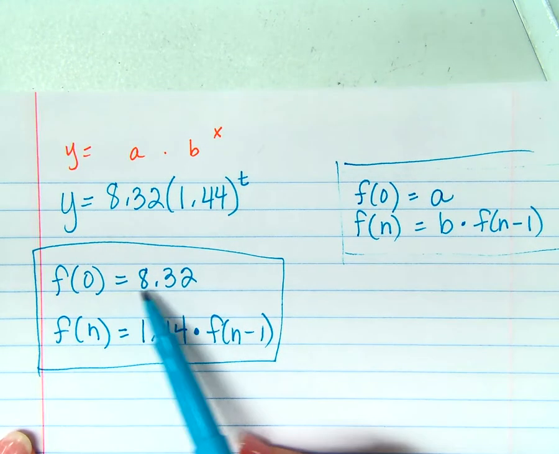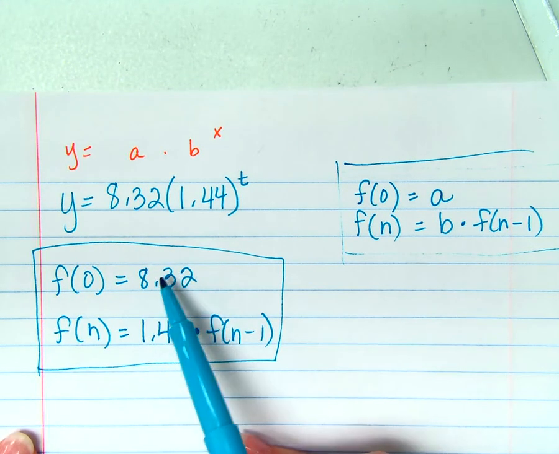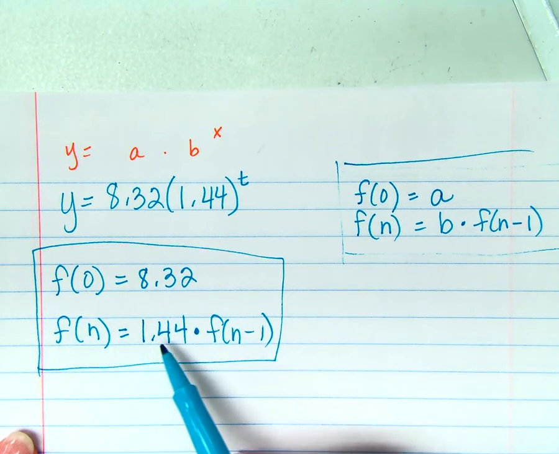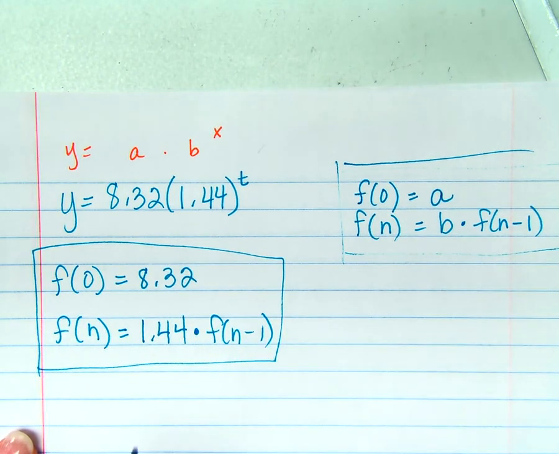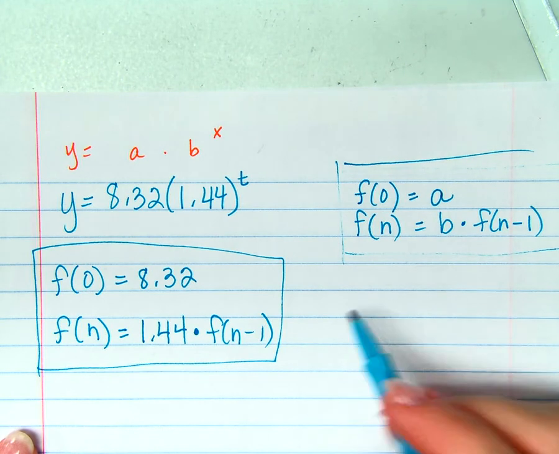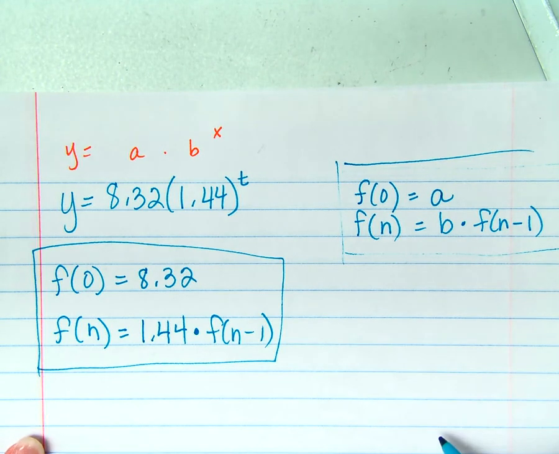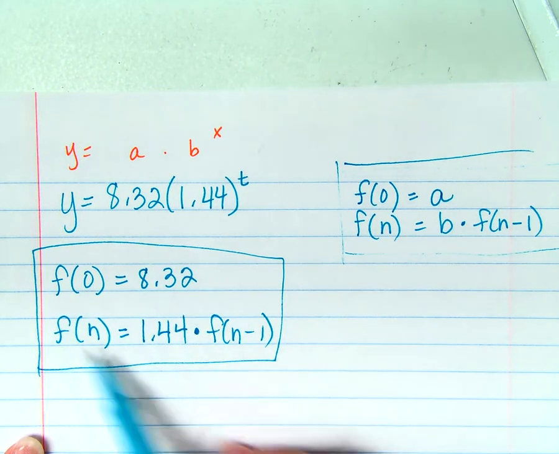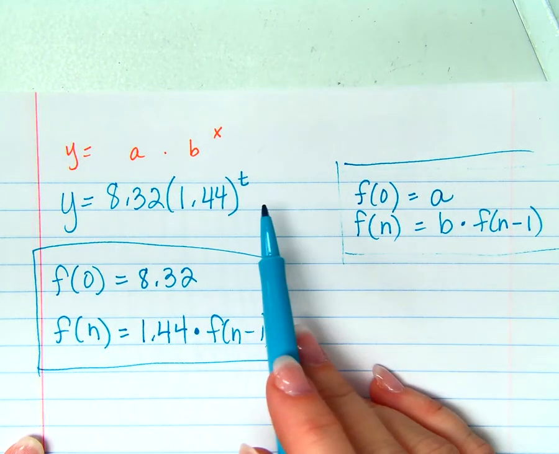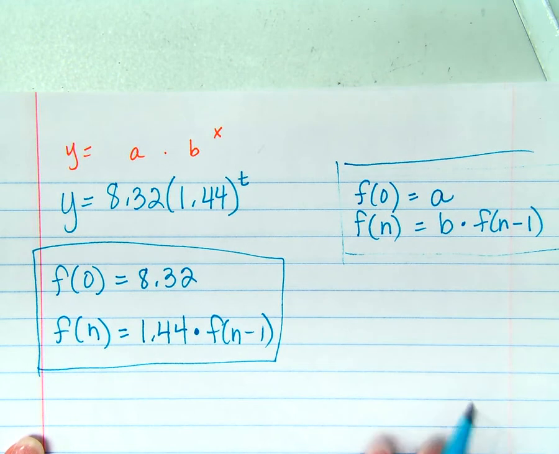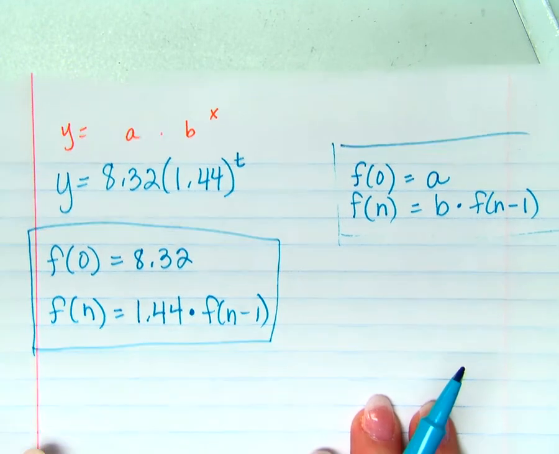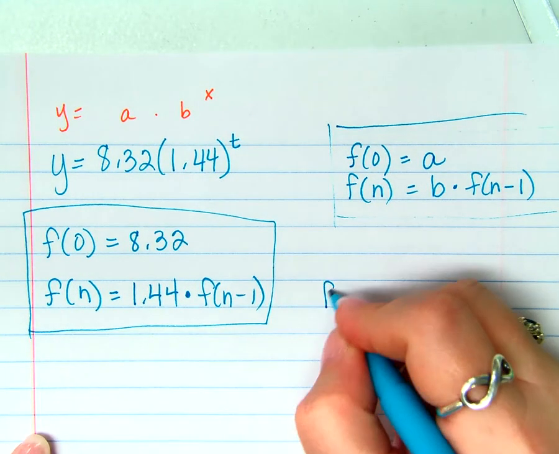f of 0 equals A. f of n equals B times f of n minus 1. I do want you to see what this helps us do. This is not required. It's not asked for in the homework. What it's asked for in the homework is right here. You're given this exponential function and you're asked for the recursive function. I want to make sure you understand how this helps us. Let's start making a list.